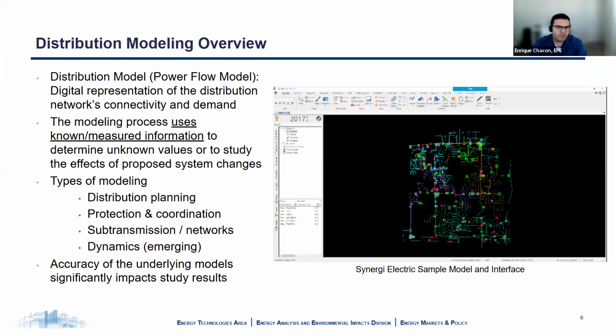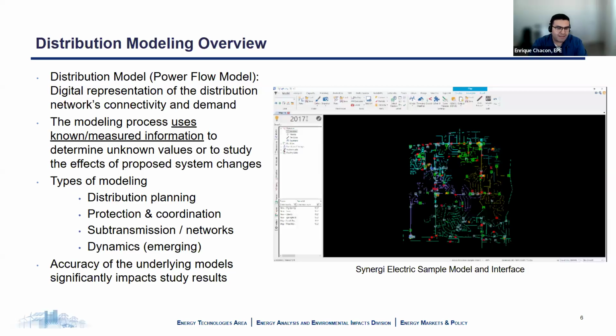Okay, so let's talk about distribution modeling overview. What you see here on the screen is a sample screenshot from one of many distribution modeling softwares that are available. This one happens to be from Synergy Electric, but all distribution models are a digital representation of a distribution network's connectivity and demand. What makes these models useful is not necessarily the graphical overlay, but more so the information that you feed into it. None of this model is relevant without good, known, and measured information that goes into it.